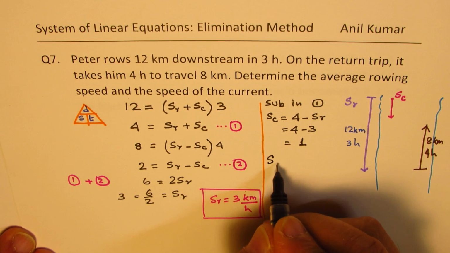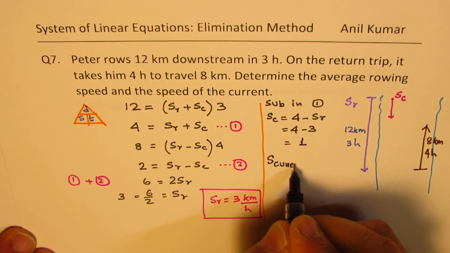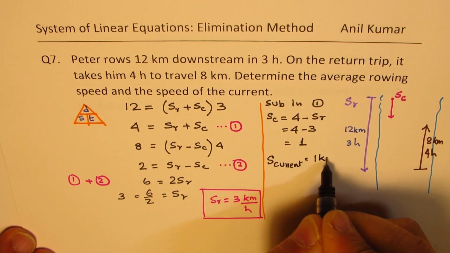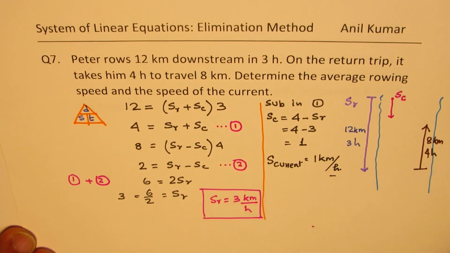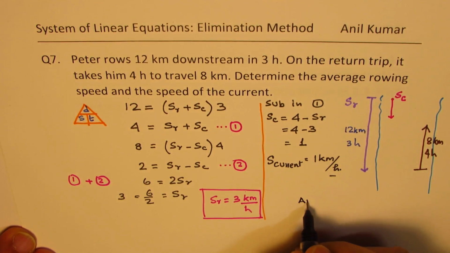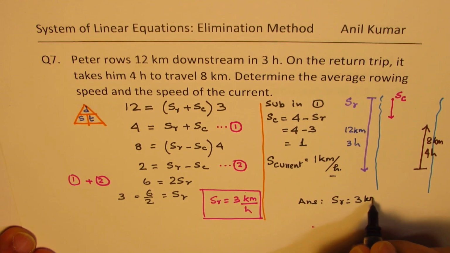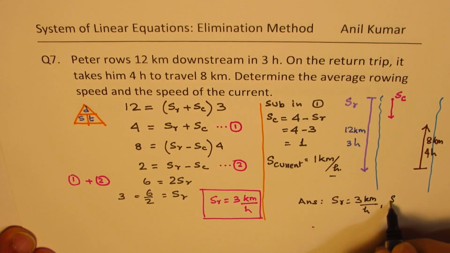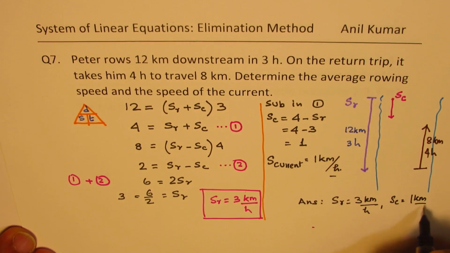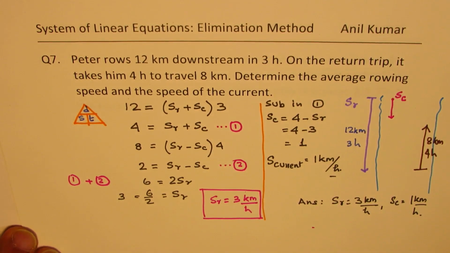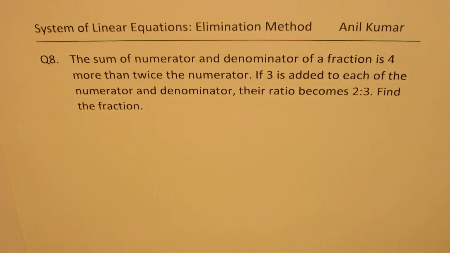So we get speed of current equals 1 kilometer per hour. Is that clear to you? Right. So we get both our answers, and the answers are speed of rowing is 3 kilometers per hour and speed of current is 1 kilometer per hour. Clear? So that is how we are going to solve it. Now let's take the next question.